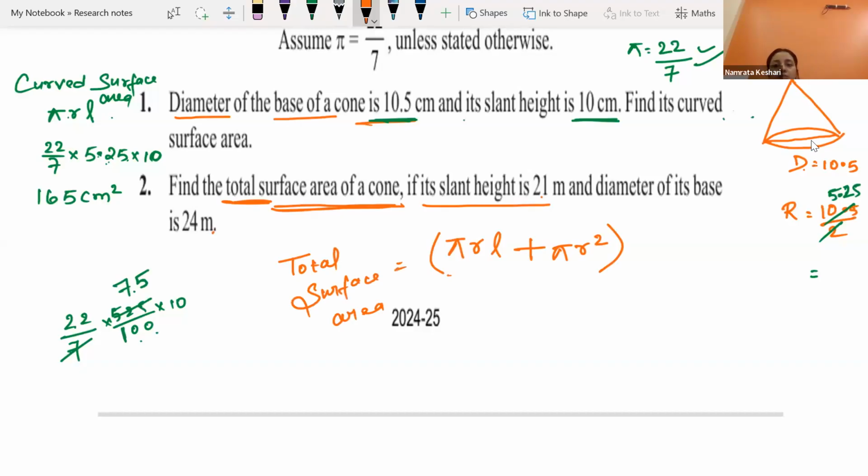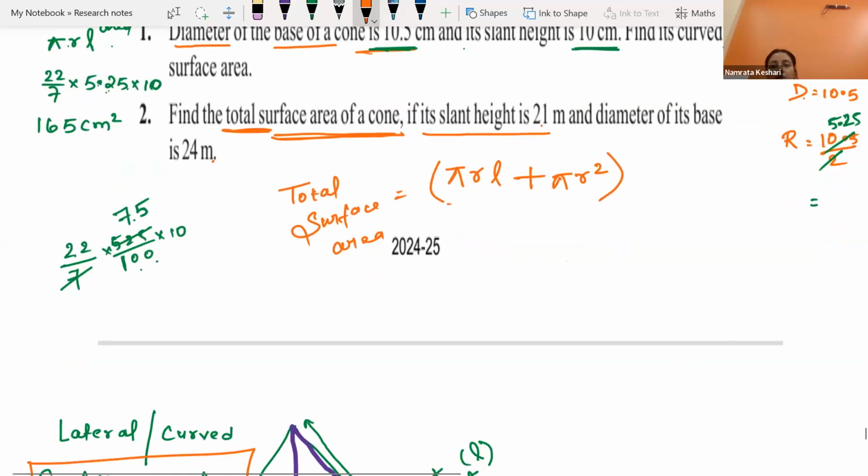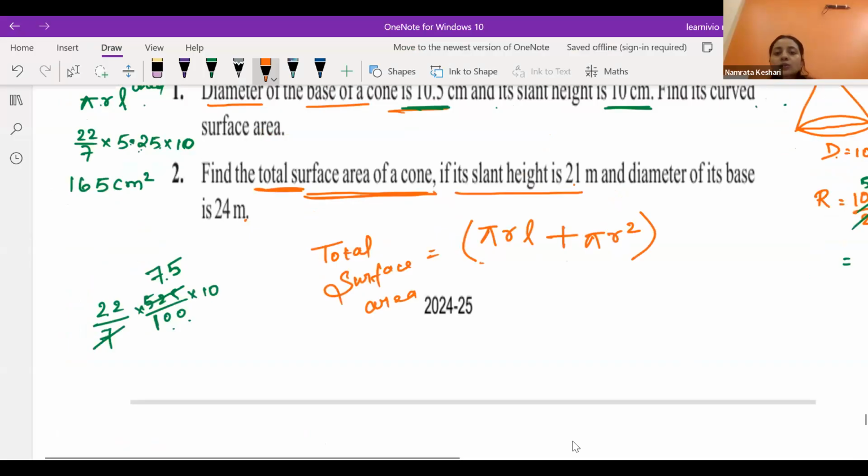Please do it now. I'm taking another questions also. Okay, I'm pasting over here. Please do it and let me know. Note it down. Slant height is 21 and diameter of the base is 24. Note it down and do it. I'm pasting the other questions also over here.